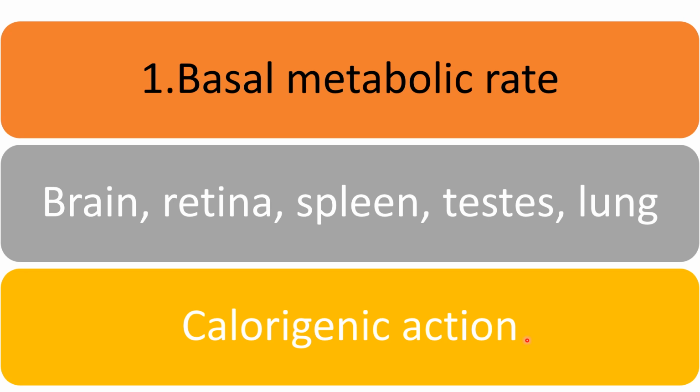In hyperthyroidism, basal metabolic rate is increased 40 to 60% above the normal level. In hypothyroidism, basal metabolic rate is decreased 20 to 40% below the normal basal metabolic rate.